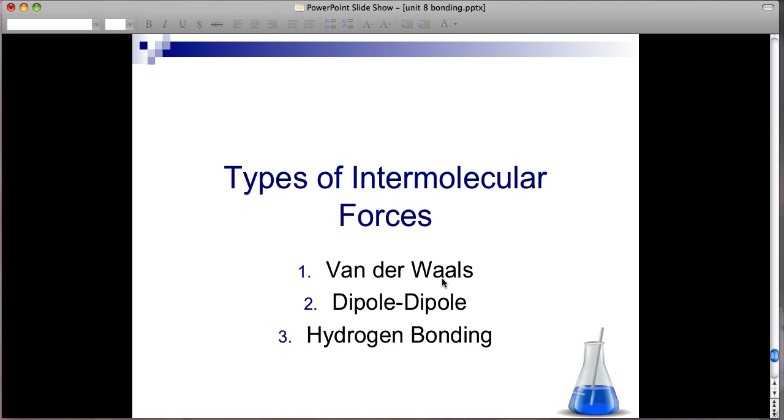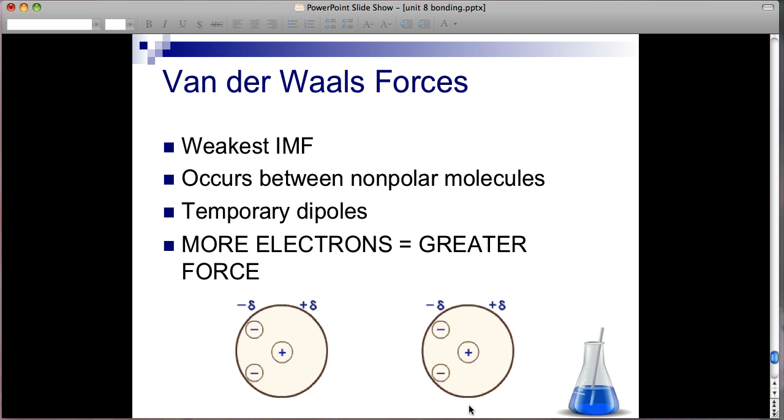So as I said, we have the van der Waals, we've got dipole-dipole, and hydrogen bonding. And these are actually in order of the strength. So van der Waals are very weak, dipole-dipole are about in the middle, and hydrogen bonding, these are the most strong of the intermolecular forces that we will talk about. So van der Waals are the weakest. They will occur between nonpolar molecules, and they're very temporary. And basically, if you have more electrons, the greater the force. However, these are very easy to break. These will probably be some of our lowest of our melt point solids that we would deal with.